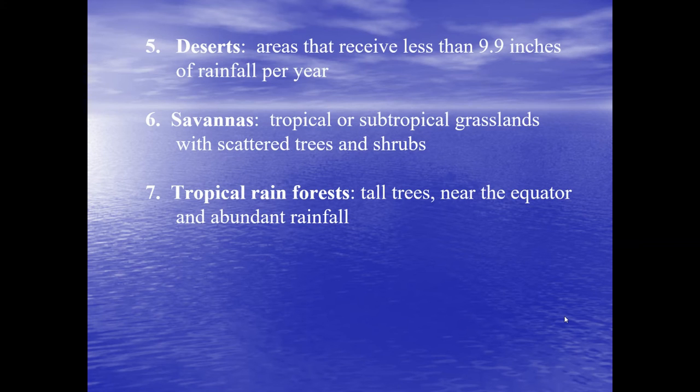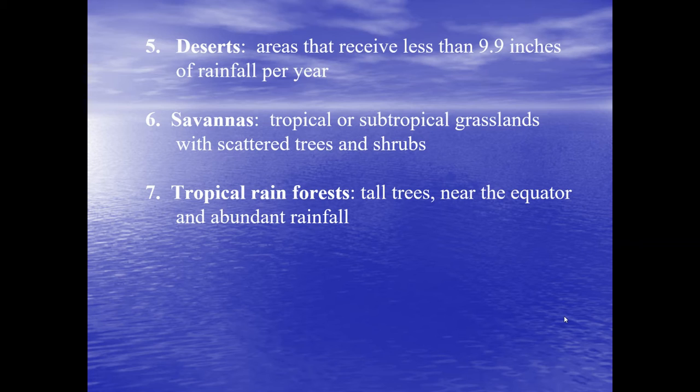Deserts are areas that receive less than 9.9 inches of rainfall per year. We usually think of sandy deserts, but they're just areas that don't get much rainfall. Sometimes deserts can be very hot during the day and cold at night. There are actually some deserts that are very cold year-round. It's just based on rainfall. Savannas are the tropical or subtropical grasslands with scattered trees and shrubs. We think of the African savanna, where we've got the elephants and zebras, all the grazing animals, lots of grasses, but not many trees, just scattered trees. Savannas typically have a wet season and a dry season.